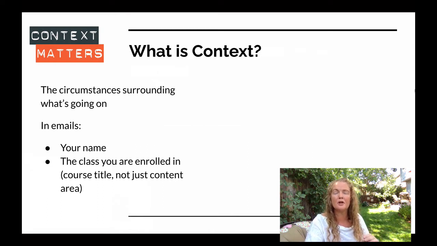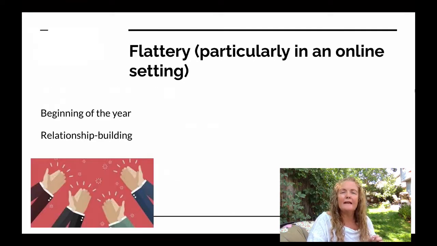So for example, when you're writing an email to a teacher, say at BU, you're going to want to include your name and the class you are enrolled in, not just the content area. Please don't just say, hey, Miss J, I'm in your English class, or hey, Miss J, I'm in your PE class. Please specify, hey, Miss J, I'm in your LA 10 class, or I'm in your advanced LA 10 class, or I'm in your fitness class. That's going to really help me to create context for you and put you in the right spot in my head.